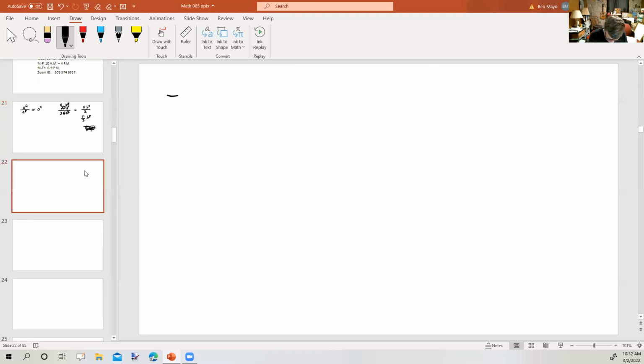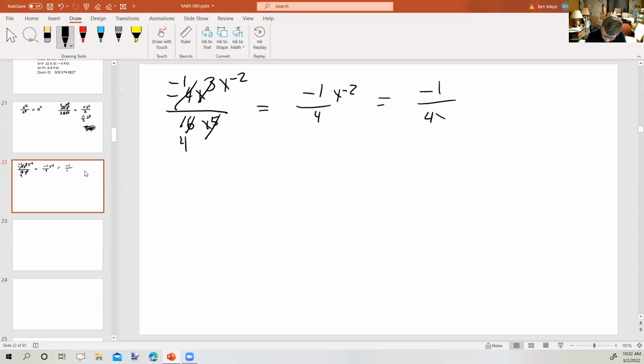Let's say we have negative 4x cubed divided by 16x to the 5th power. So then this becomes, let's see, negative 4 over 16 would be negative 1 over 4. X to the 3rd divided by x to the 5th would be x to the negative 2 on top. But we could move that down below and make it into x to the positive 2 power. Any questions about that example?